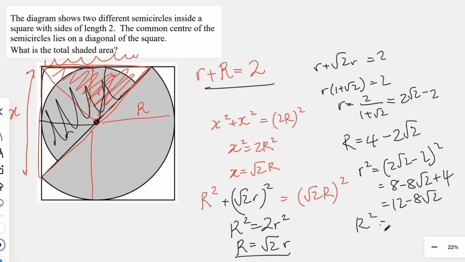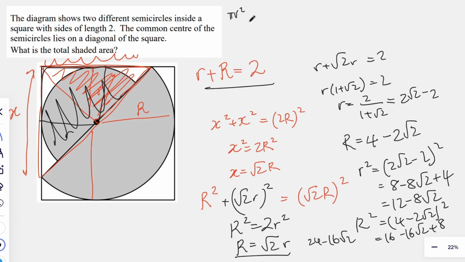And capital R squared is going to be 4 minus 2 root 2 squared, which is going to be 16 minus 16 root 2 plus 8. So that's going to be 24 minus 16 root 2. And so I'll just bring this back up here. So what's the total area?